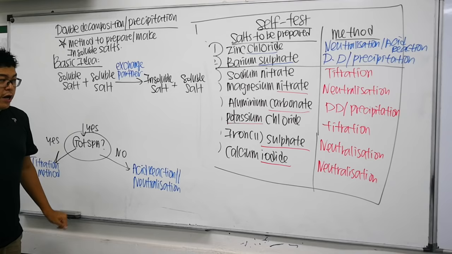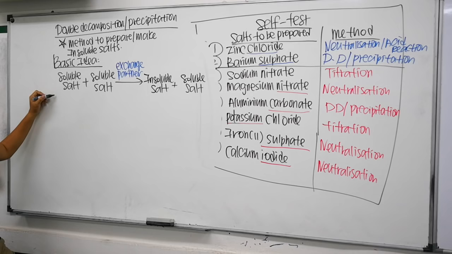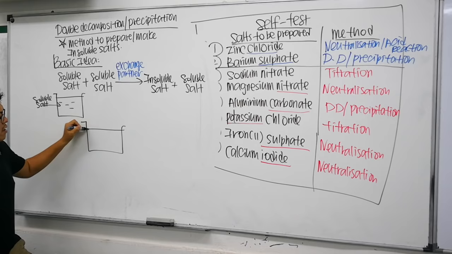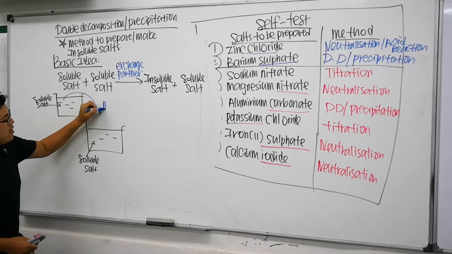I'll give you a simple idea so that you can imagine a bit better. Then we do a little bit more example. Soluble salt means you have a liquid. Initially you have a liquid, I call it soluble salt number one. This is another cup, also liquid, another soluble salt. So you have two soluble salts, you pour them and mix together first.